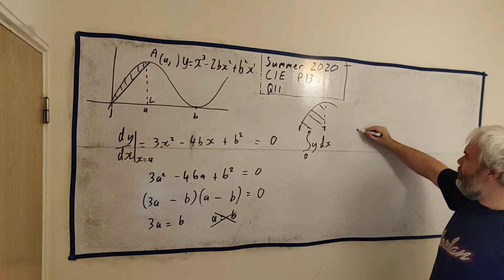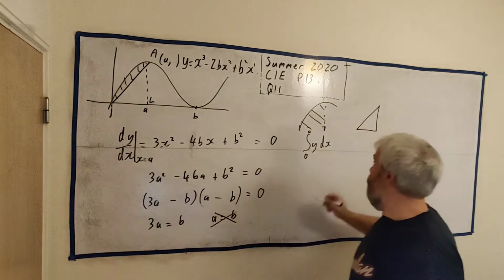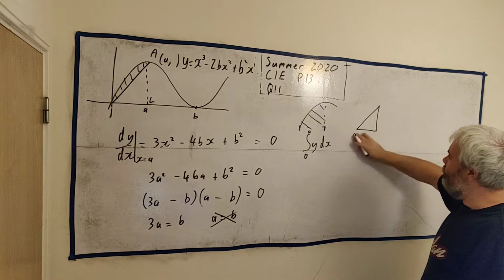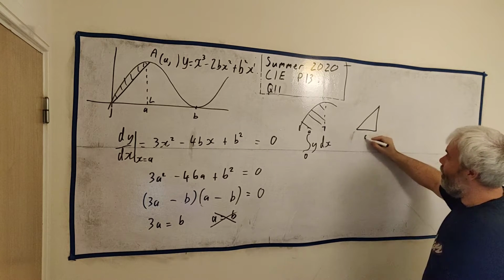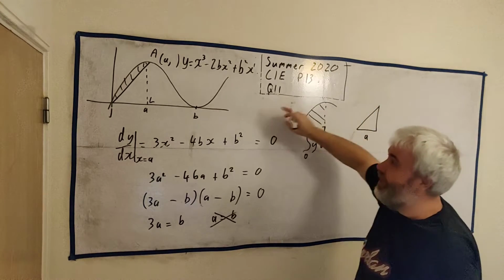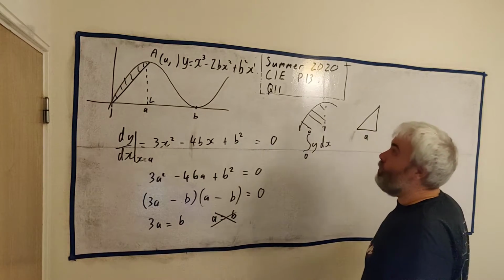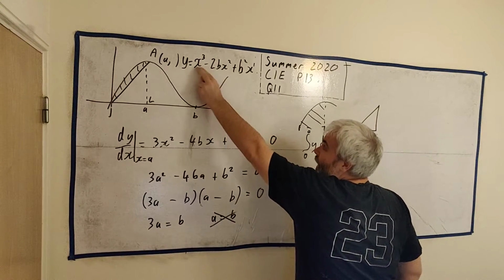And then really all we'd be missing is this triangle. This triangle here, which is 0, a. So this is 0, this is a. So the length is just a. We just need the height then. And remember I said earlier, we would need the height. We can find this height without much trouble. We just put a into this. So we get a cubed.